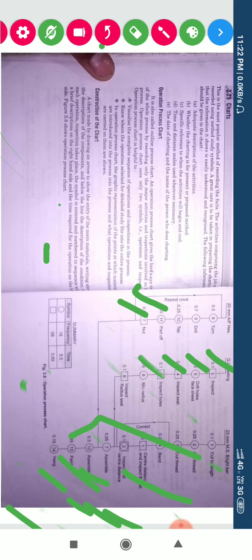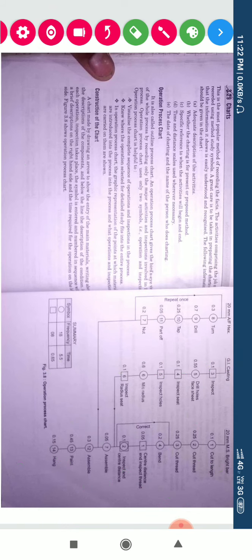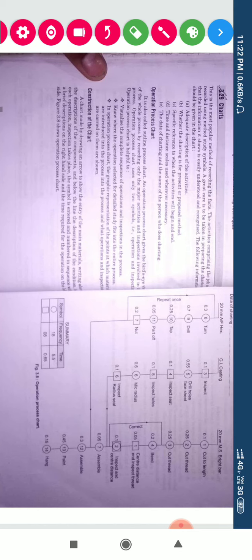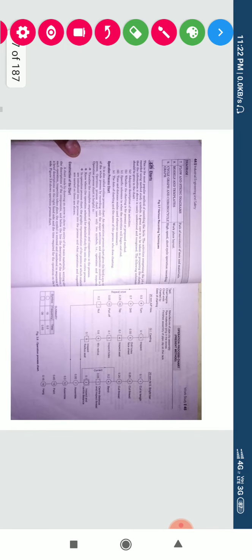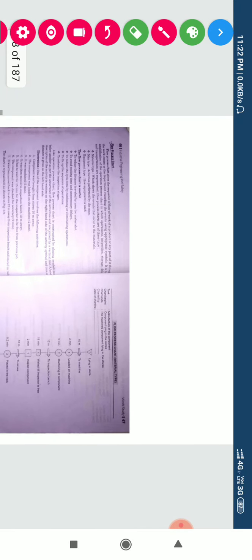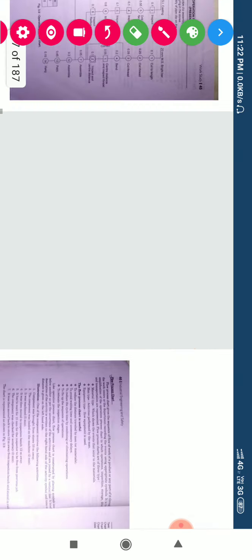Okay, so here we clearly know the concept of chart, and the first one is the operation process chart, that is the bird's-eye view of the chart. Here the operation and inspection will be shown in the diagram, and we will calculate and examine the chart with respect to the situation, with respect to the process, as we discussed in this video. Okay, so here we finish the first charting process, that is the operation process chart.